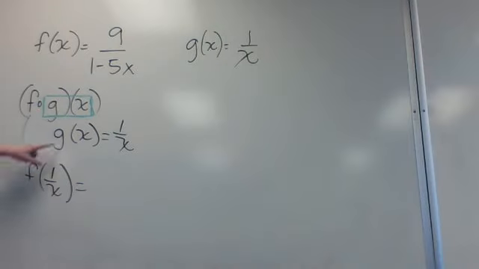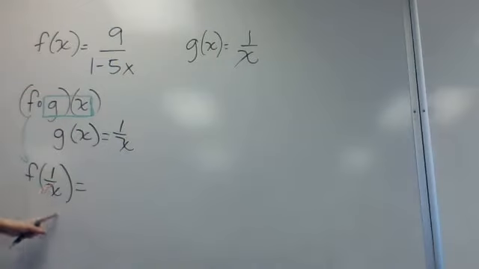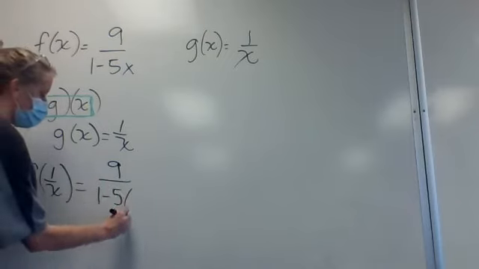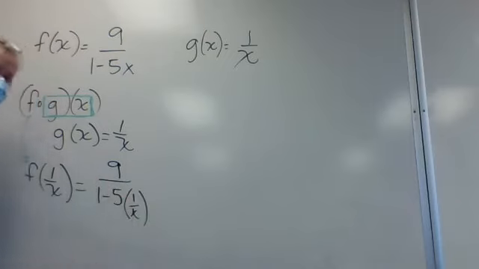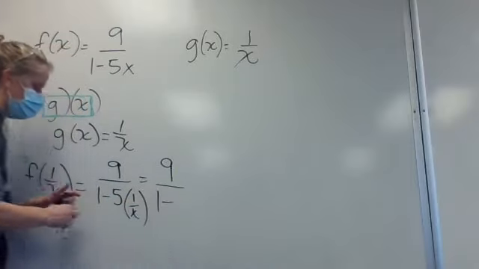So this means to go to F, what are you going to put in place of this X? 1 over X. So I have 9 over 1 minus 5. That's where I'm going to put the 1 over X. So now I've got to multiply right here. So I'll just bring down the 9. Then I have 1 minus.